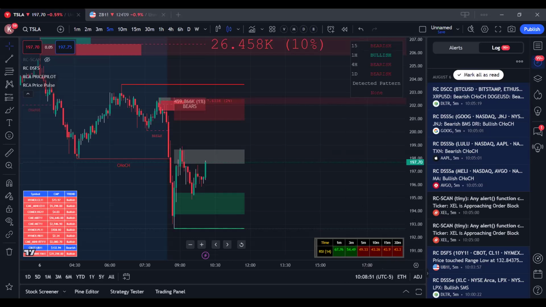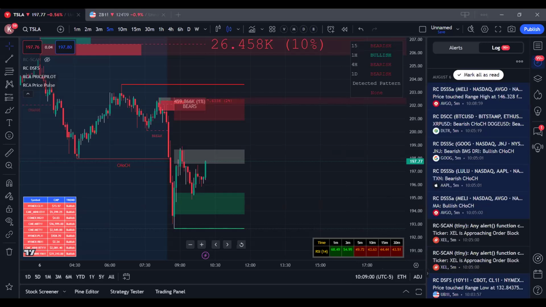So Tesla is also making profits, but we can give it some more time. Because for Tesla, until 201, you don't have a huge sell order block. There is a possibility for it to go till here, either by today or by tomorrow. We can see Tesla somewhere at 201, 202.